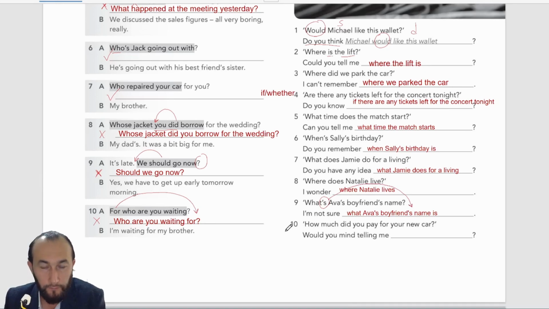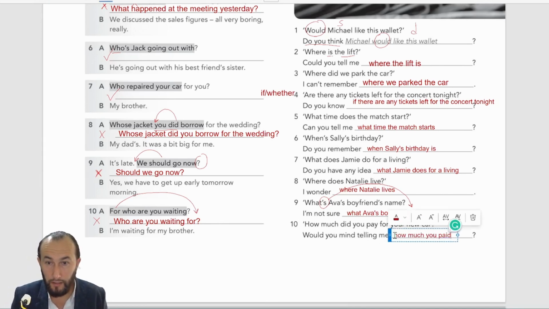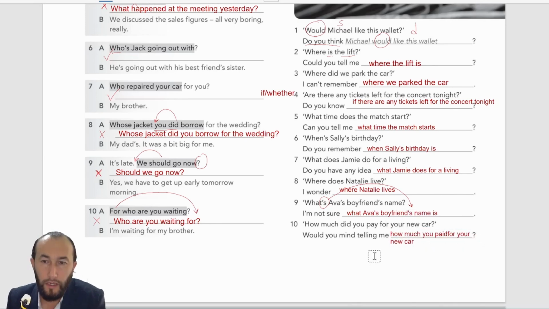So number ten, how much did you pay for your new car? So, would you mind telling me how much you paid? How much you paid for your new car? Would you mind telling me how much you paid for your new car?